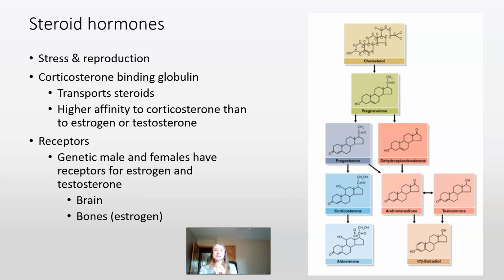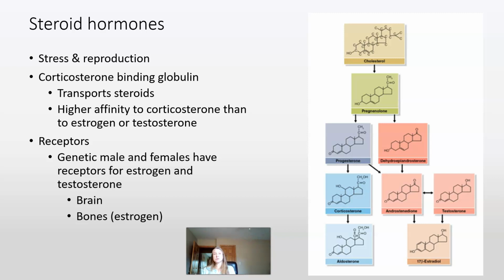Corticosterone, though, binds more strongly. Okay, so if there's a lot of corticosterone because you're really stressed out, it's going to kick the estrogen and testosterone off. So this is just one of the ways that high stress can negatively impact reproduction. Okay, one of the ways that your body can say, hey, I'm really stressed. I don't have time for reproduction. I'm going to kick estrogen and testosterone off and focus on feeding and taking care of myself right now.